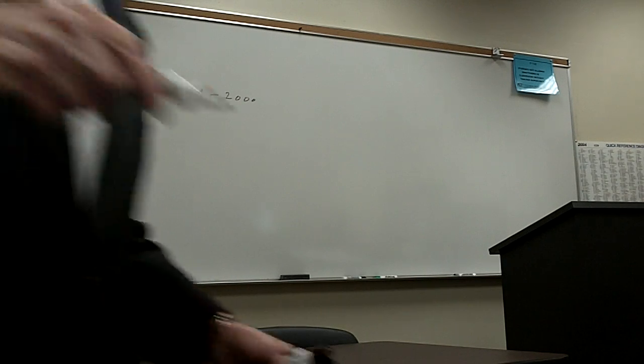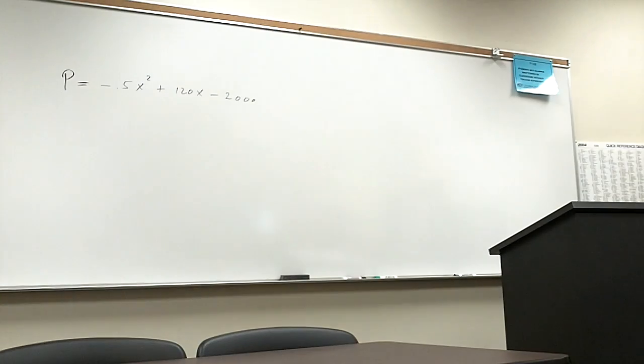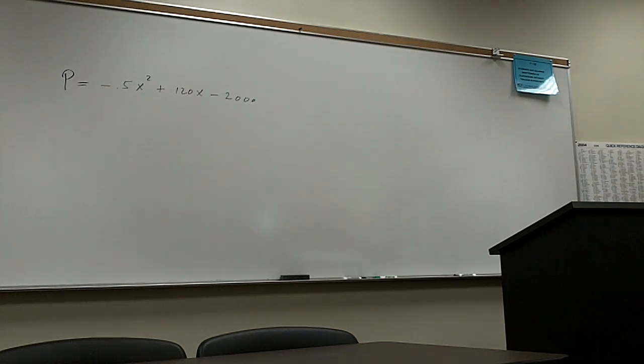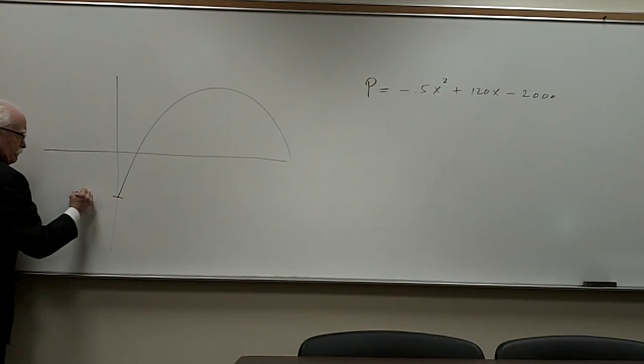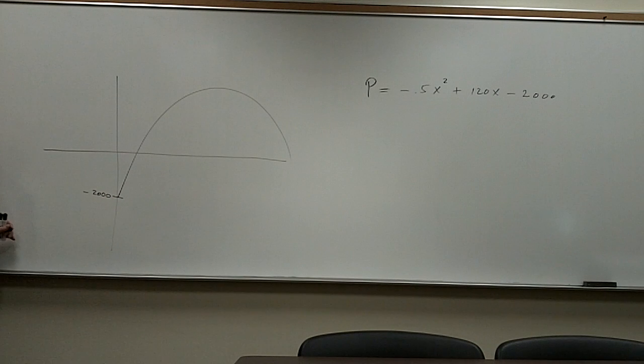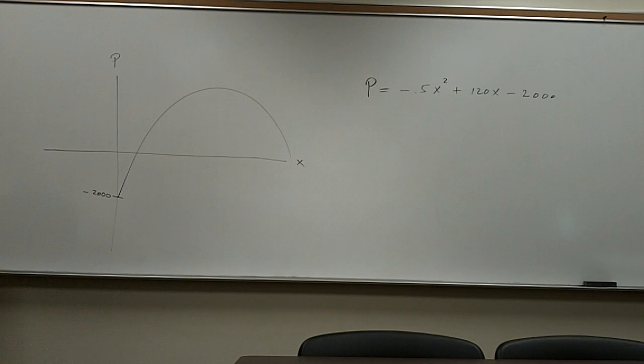What does that tell you? Very little. It tells you very little. First of all, the function looks like this. You know good and well that this is minus 2,000 when X is 0. This is X, and this is the profit.